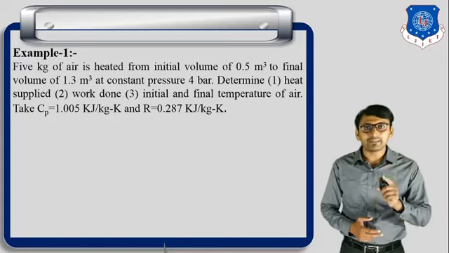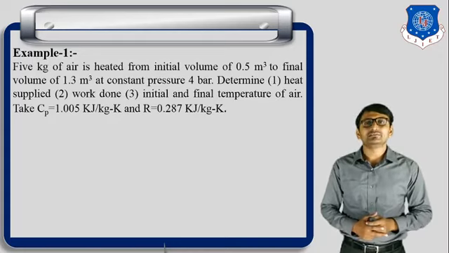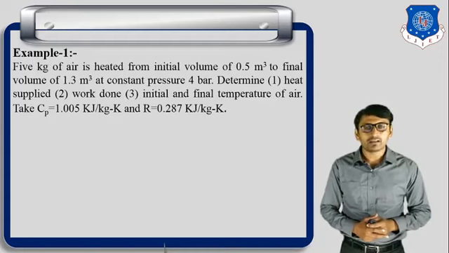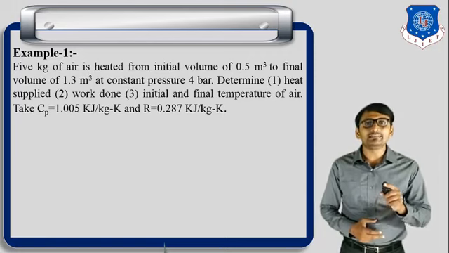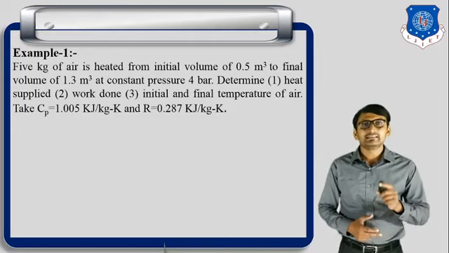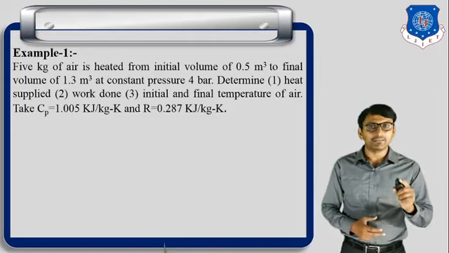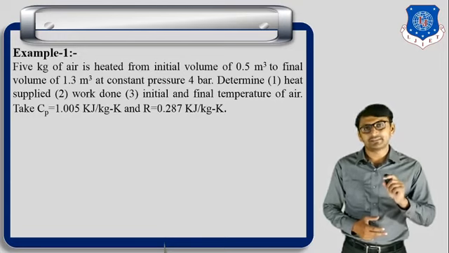that is specific heat at constant pressure, 1.005 kilojoule per kg Kelvin, and R, that is 0.287 kilojoule per kg Kelvin. So in this example Cp and R are given, and this example is for a constant pressure process.